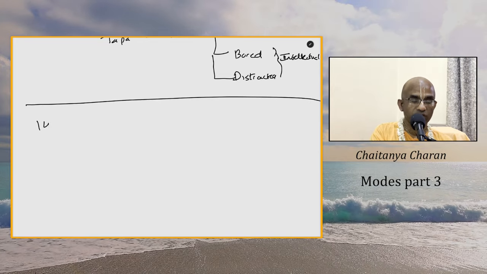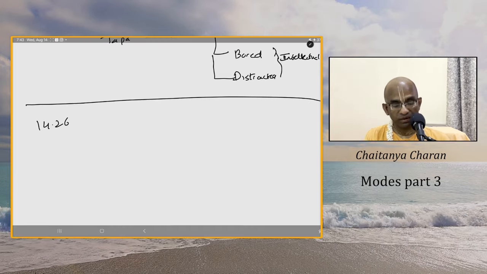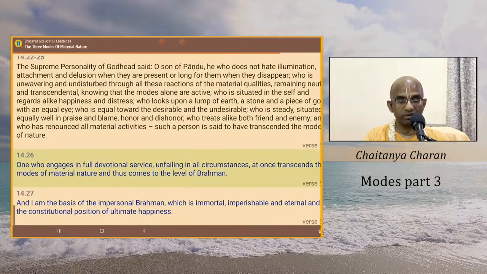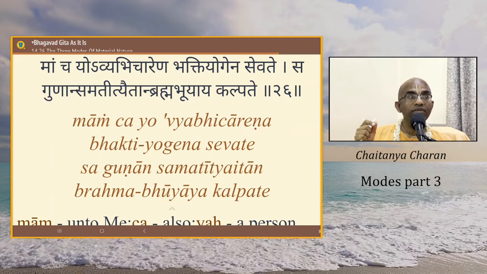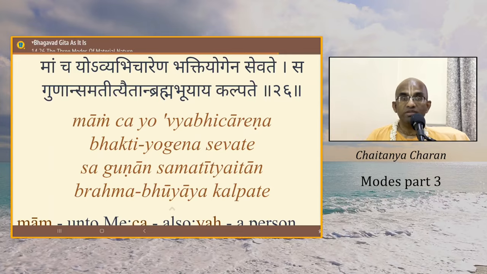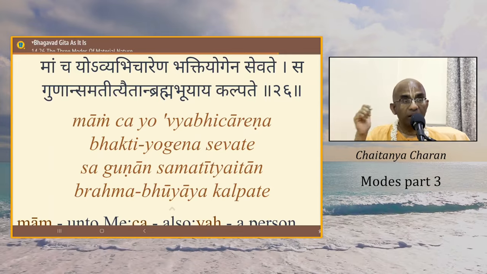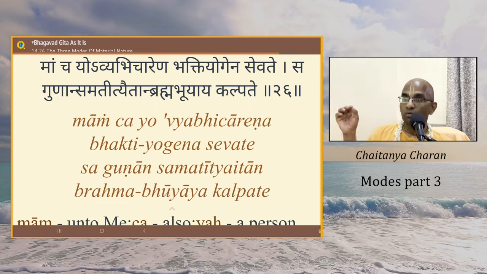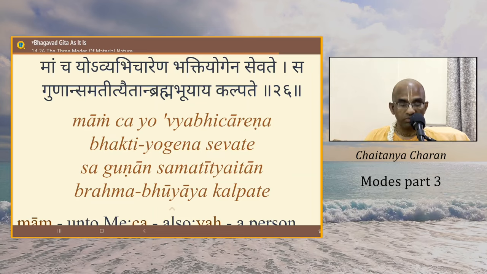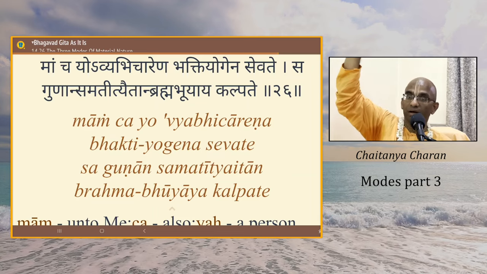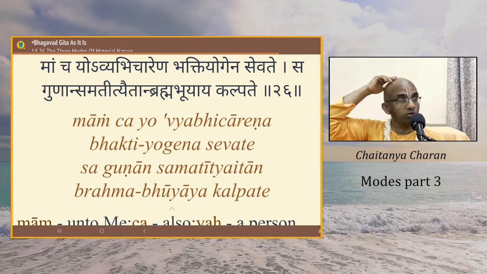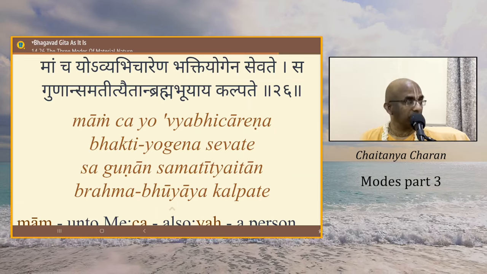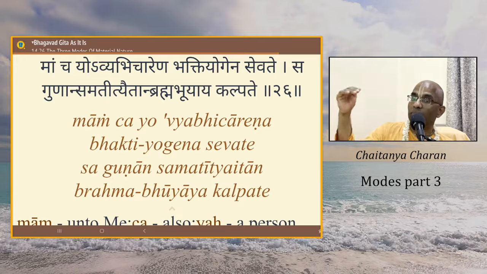Let's go to text 14:26, where it gives an approach of bhakti. Most of you know this verse probably, so let's look at it. Mam chayo avyabhichareena. Avyabhichareena means without deviation. Bhakti yogena sevate. One who serves me with devotion. So such a person, among the gunas, samatit yaitam. Samatit means to go beyond, to transcend. And then that person comes to the brahma bhuyaya kalpate. That person will come to the spiritual platform.